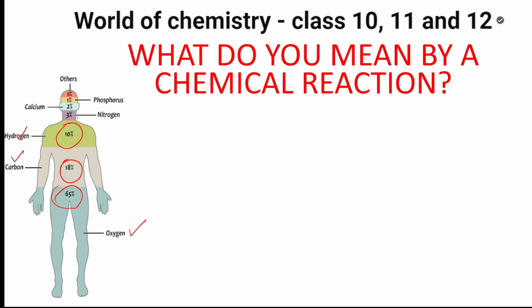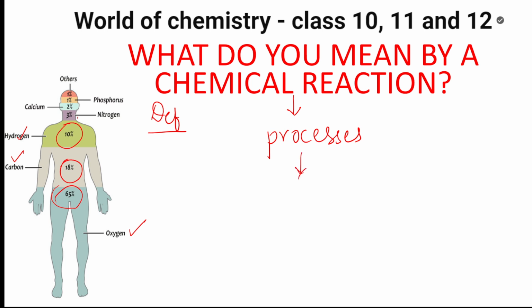Everything is a different process. So the first definition of chemical reaction: chemical reactions are nothing but processes, different processes, different methods. So during this process, what is going to happen?